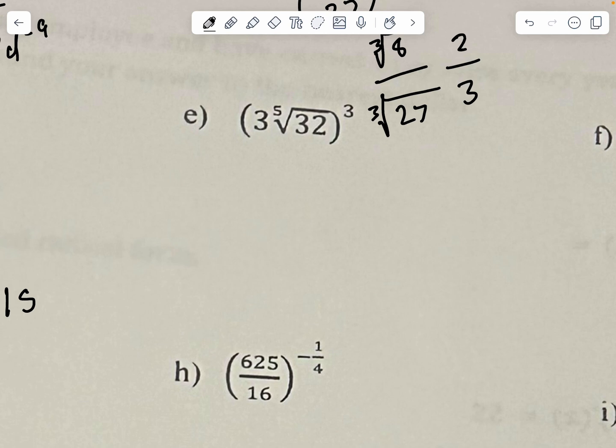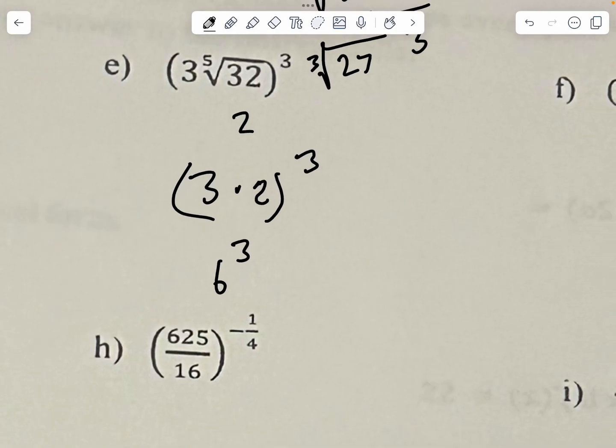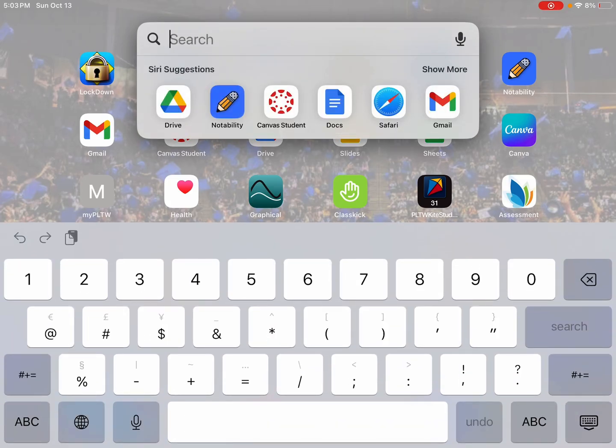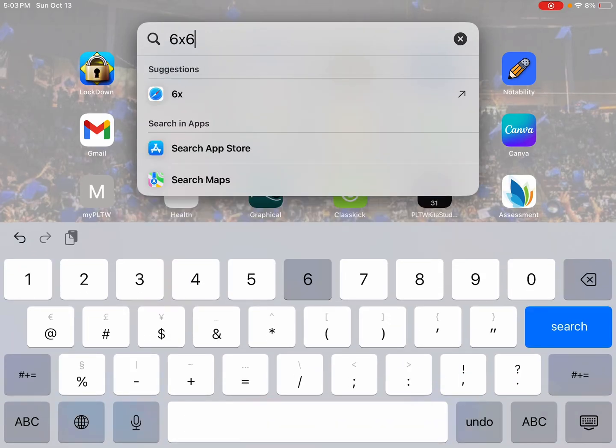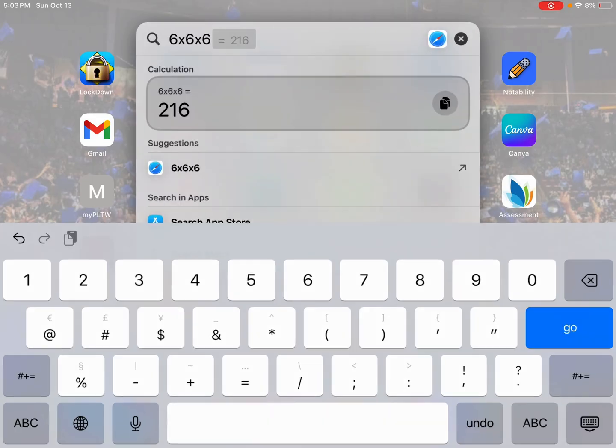You do 3, and you have to find 5 of the same numbers that multiply to 32. That's 2. So it's 3 times 2 to the third. So it's 6 to the third. 6 to the third, you looked it up, 216.